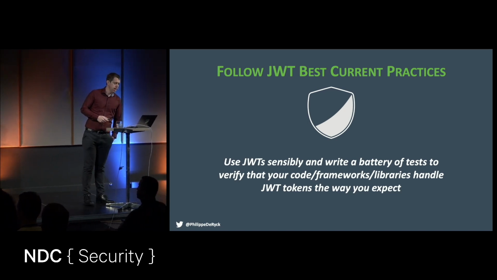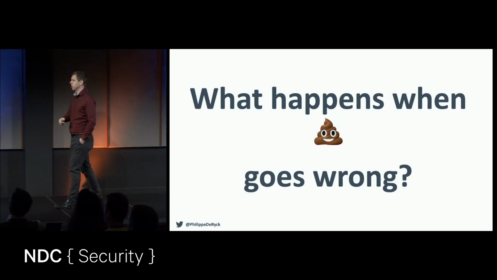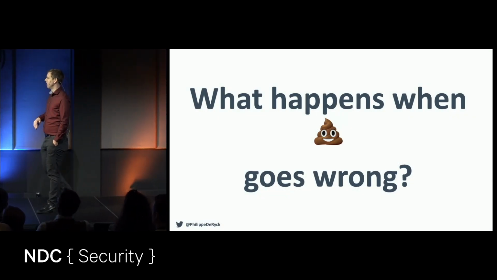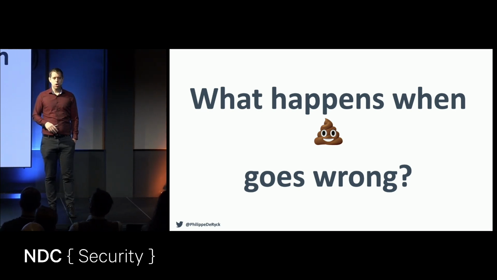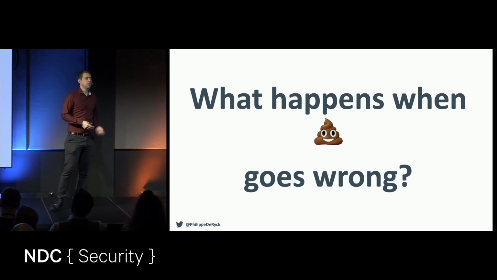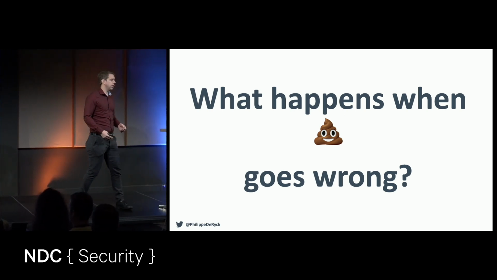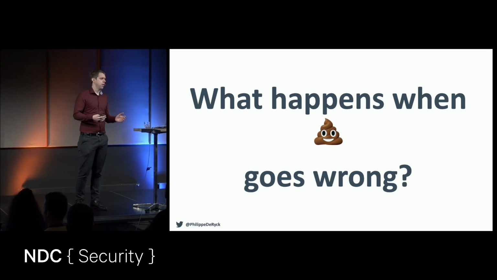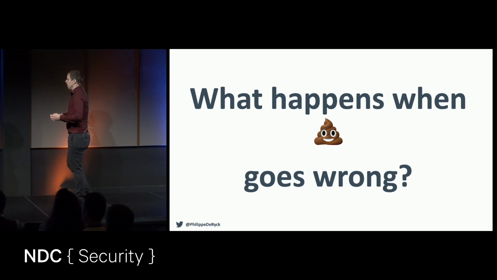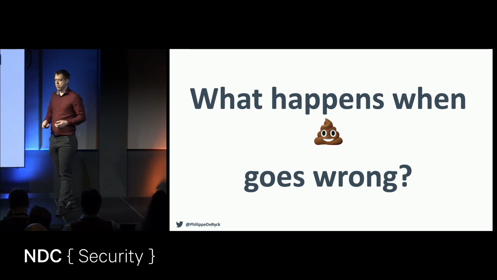And that brings me to the last point. What happens when poo goes wrong? I have to watch my language here. Well, too often, when something does go wrong, when some feature gets compromised, when a breach happens, the whole system comes crumbling down like a house of cards. That's not necessary. That's unfortunate and unfortunately very, very common.